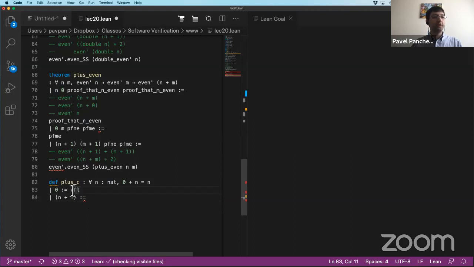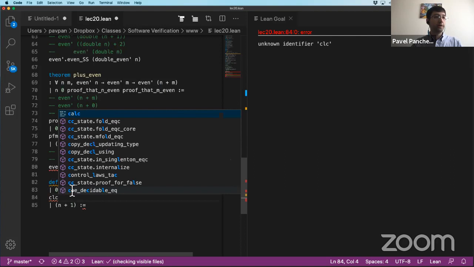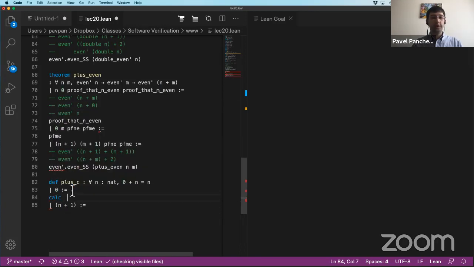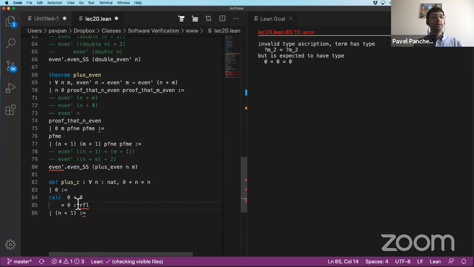And in the 0 case, what we are trying to prove, and this time I can write it out with calc, we are trying to prove that 0 plus 0 is equal to 0, and we can do that by reflexivity.